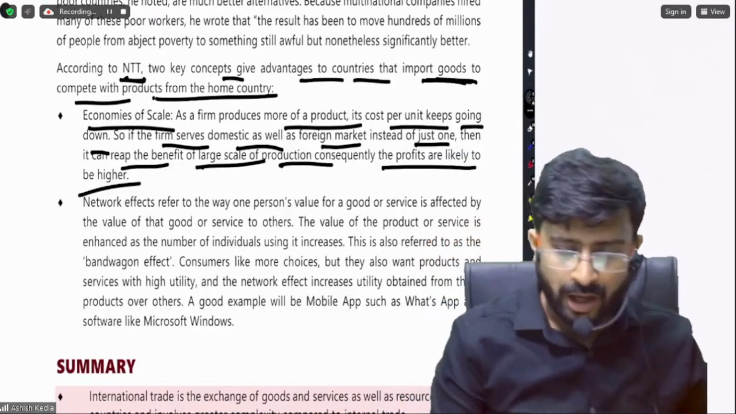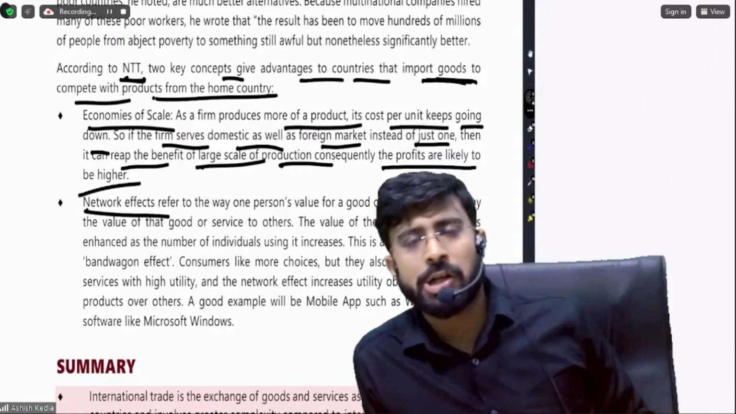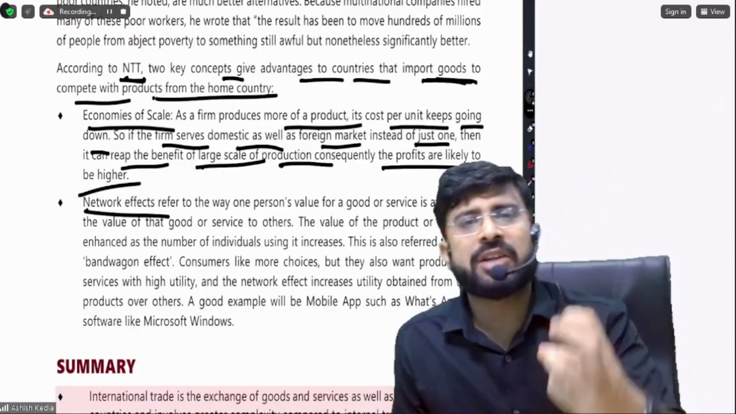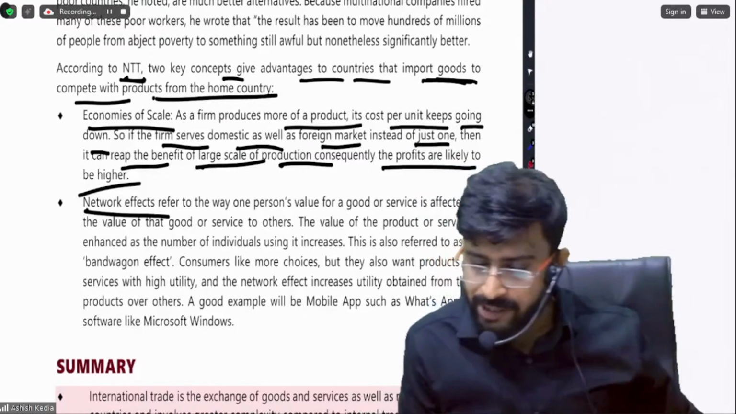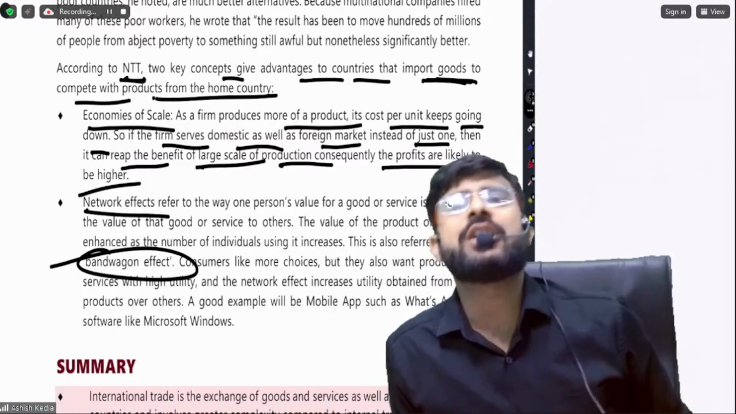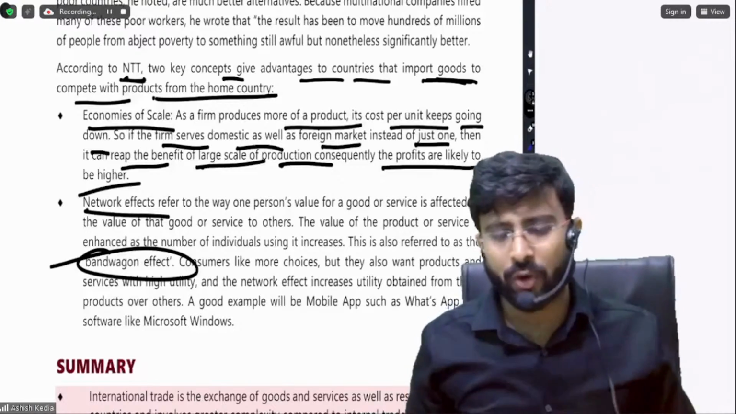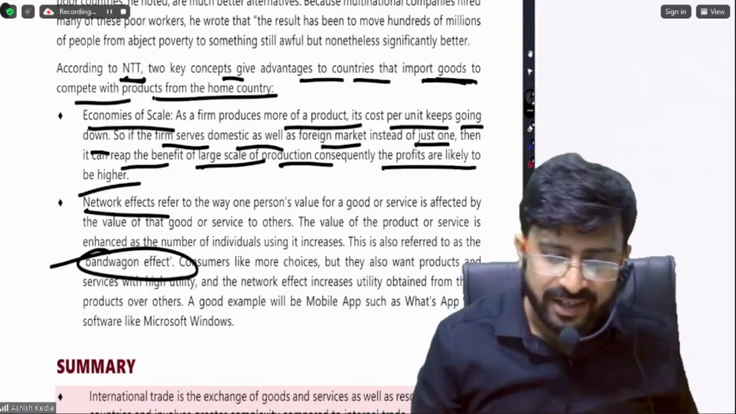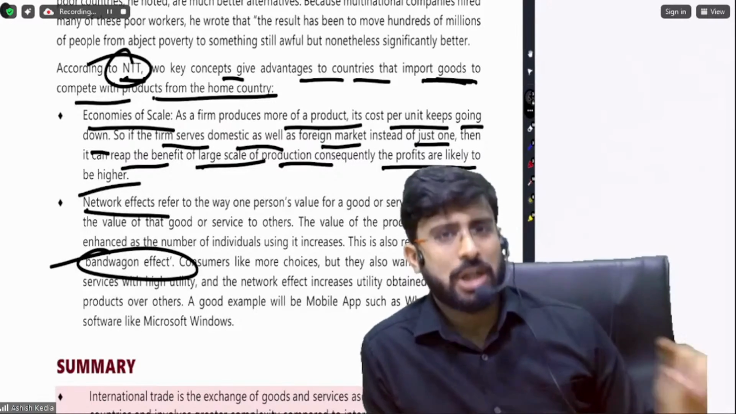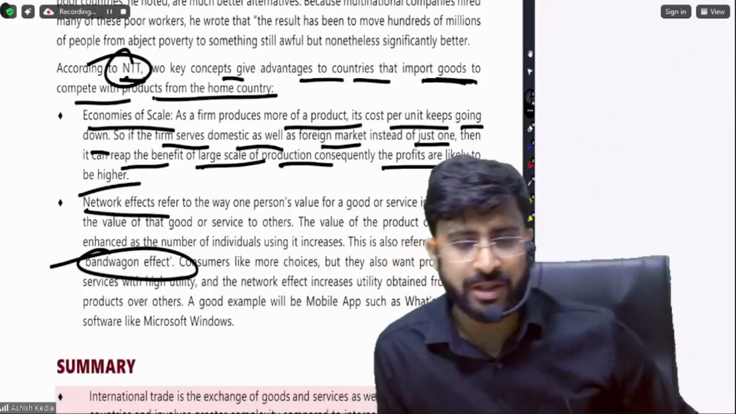Now friends, another thing is network effect. Network effect advantage. Sir, what? Network effect is basically bandwagon effect. Sir, we did not understand. Bandwagon effect क्या होता है? समझिए. ये एंटिटी का एक एडवांटेज है. एंटिटी बता रहा है. क्या बोलता है ये आप लोग समझिएगा.